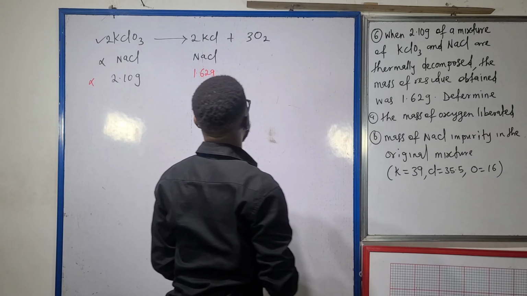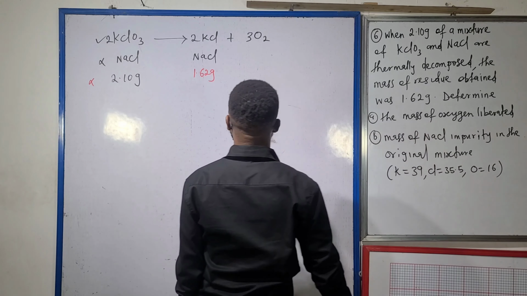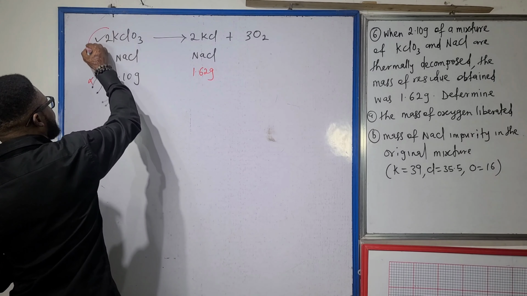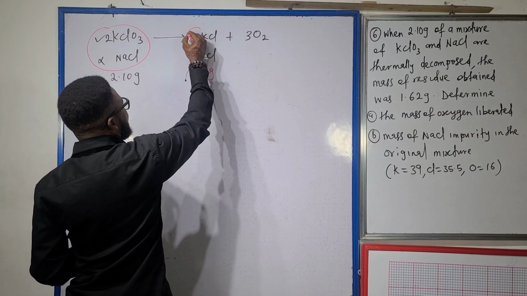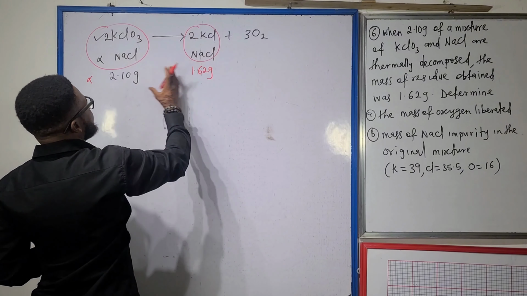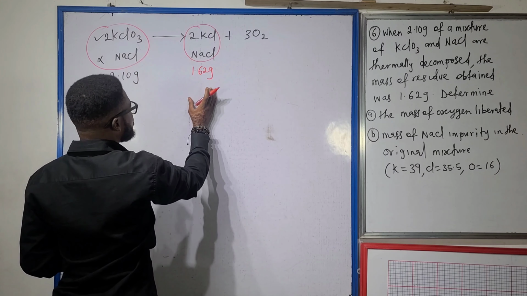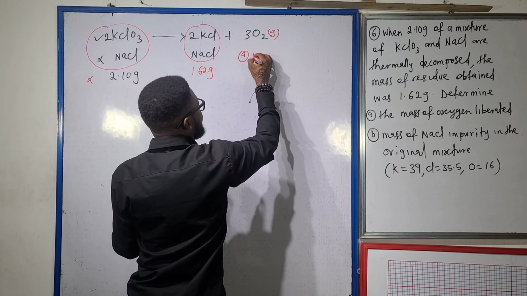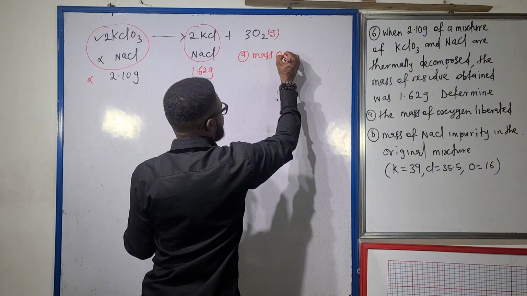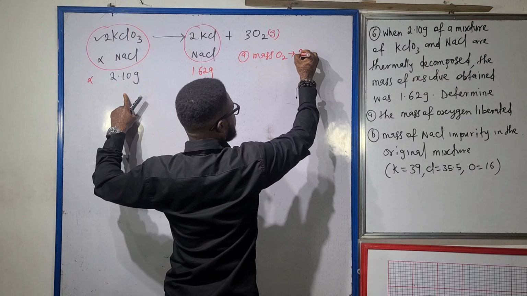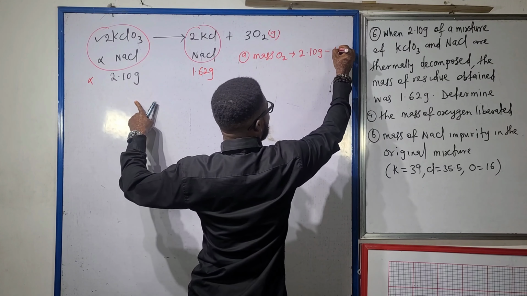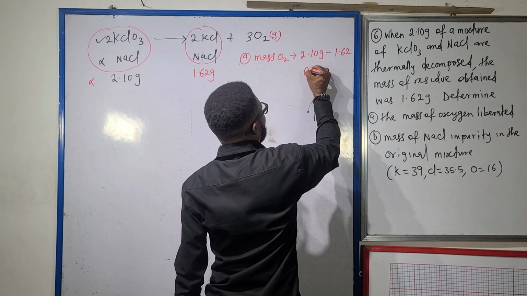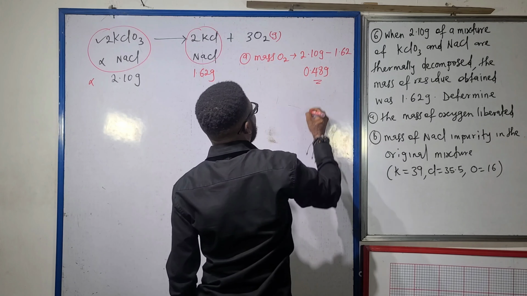Determine the mass of oxygen liberated. In fact, telling us to determine the mass of oxygen liberated is just like helping us. The mass of oxygen liberated is this. This here combined was 2.10. Now this here combined, the mass had reduced from 2.10 to 1.62. Which means the mass had been converted to oxygen gas. So for question A, mass of oxygen is going to be 2.10 minus 1.62, 0.48 gram. That's what we have.